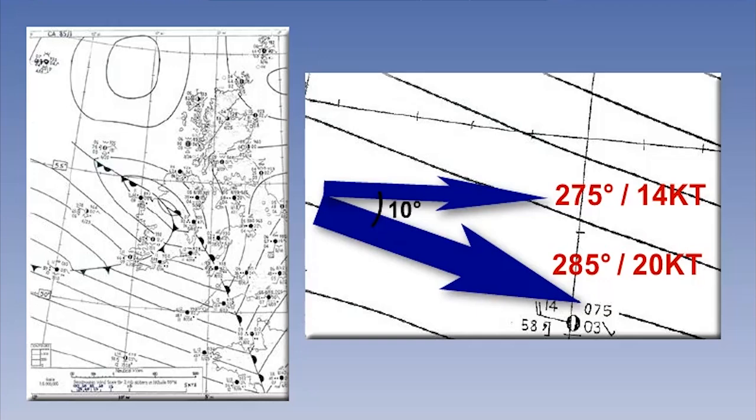It is important to note that surface winds, and in fact any wind within the friction layer, blow slightly across the isobars towards low pressures, just as we have seen in our example.